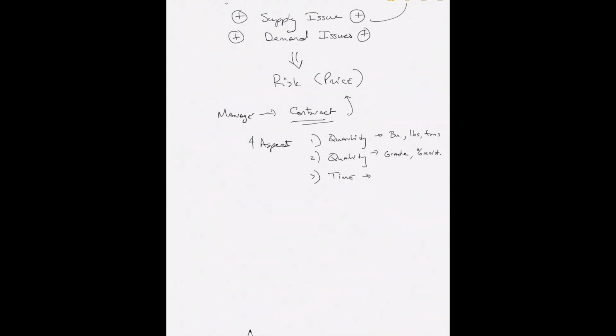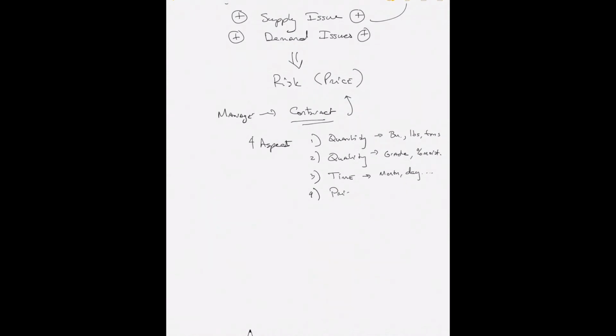And that is time. So time might be the delivery month. It could even be location. But what's our time agreement? Normally maybe that's a month. Maybe it's a day of the month. So it could be lots of things to negotiate. So these are the first three aspects to negotiate.